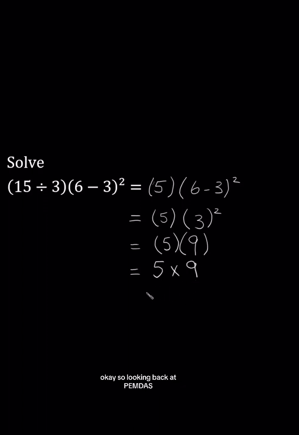Okay, so, looking back at PEMDAS, we've taken care of the P, which is parentheses. We took care of the E, which means exponents. Now we're on the M and the D, which is multiplication and division. To be honest, we just have one operation left here. It happens to be multiplication. Doesn't really matter at this point. We could just solve whatever's left. It just also happens to be the next thing we see with PEMDAS. So we can just go ahead and solve it. 5 times 9, and that equals 45. And that's our answer.